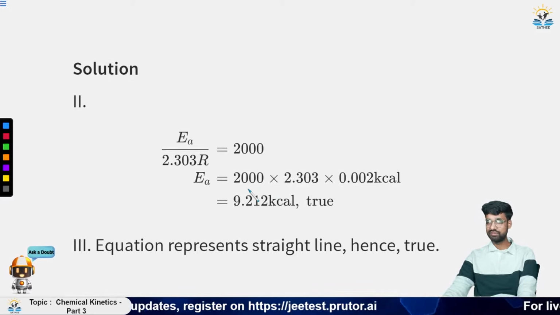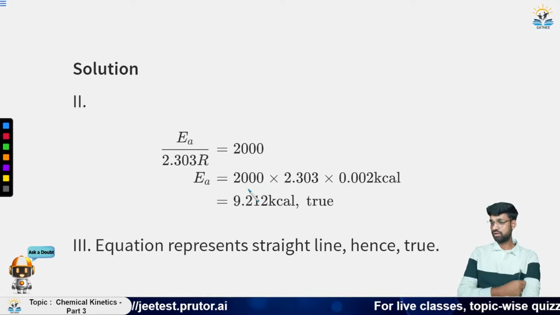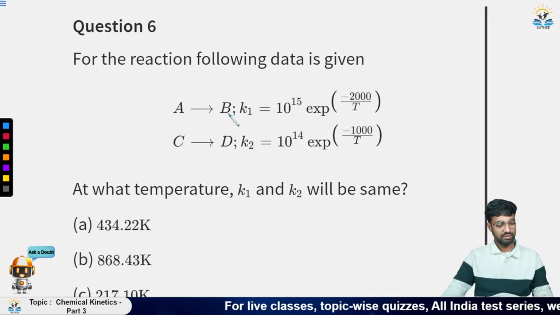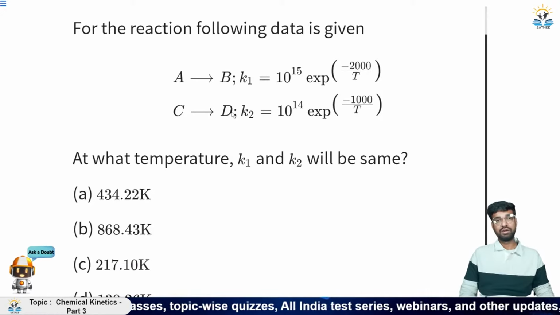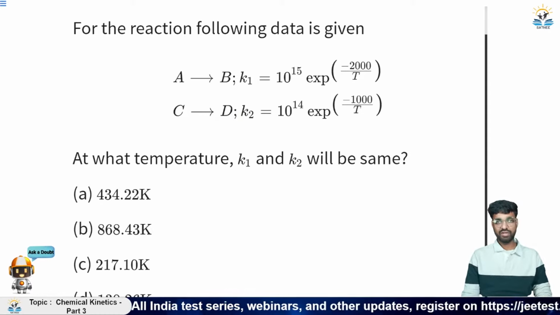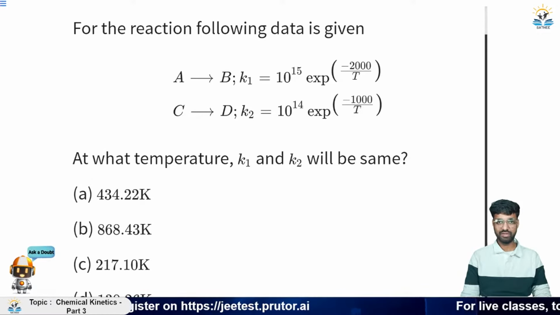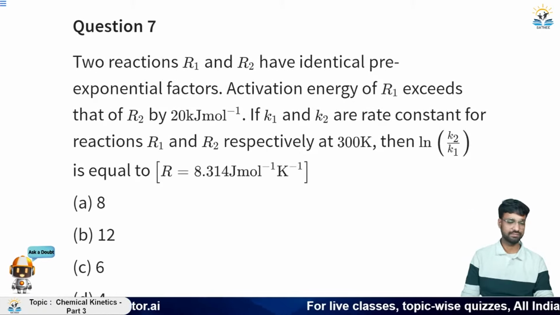Now I've solved 5 questions. Now I will just pass on the questions and give you a little hint. You have to solve the remaining questions by yourself. The next question asked here is: for the reaction, the following data is given, A to B and C to D. At what temperature will K1 and K2 be equal? It is a very simple question. You will just equate both of these equations and you will get your temperature very easily. So it is not a mess. Okay, so we can do it.